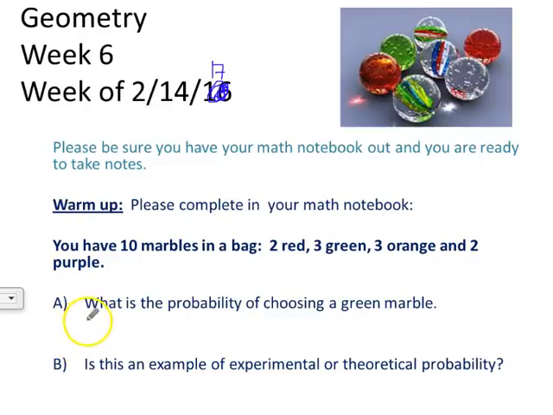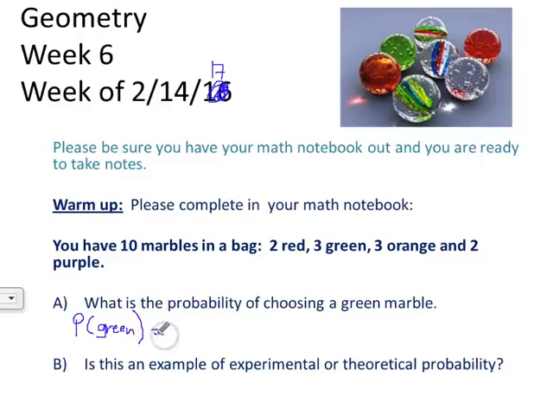So if we were going to find the probability of green, one way that we might see this written is a capital P with parentheses and green in the parentheses. That is one way of writing the probability of choosing green. And you're going to see probability written like this throughout this unit. So I wanted you guys to get familiar and comfortable with seeing notation like that.